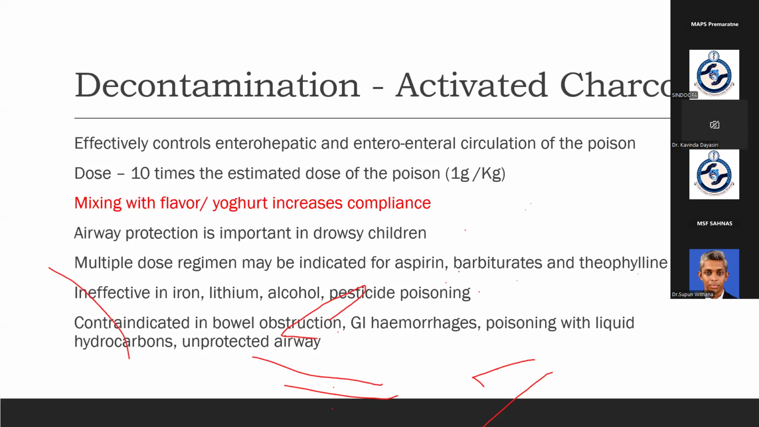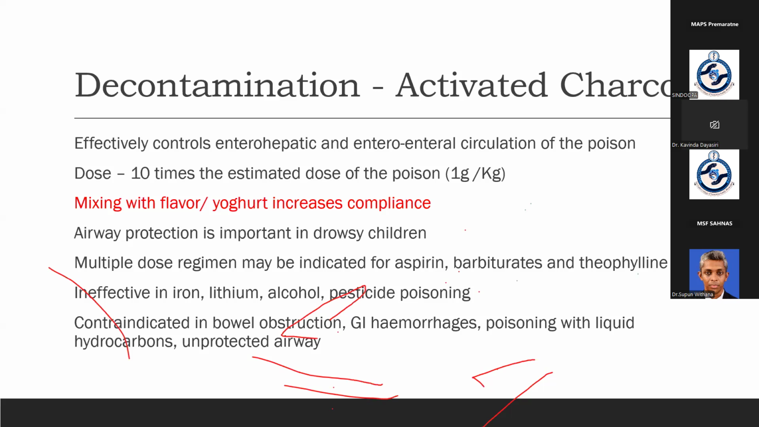What you can do is you can try mixing it with a flavor. And what we do in our settings is we mix it with yogurt. That will increase the compliance as well as likes to increase the final outcome as well. However, we have to know the indications as well as contraindications clearly.